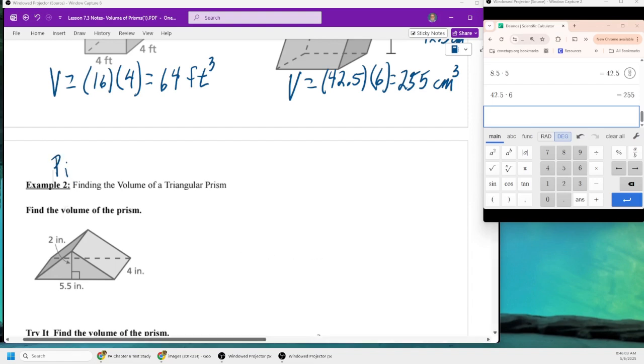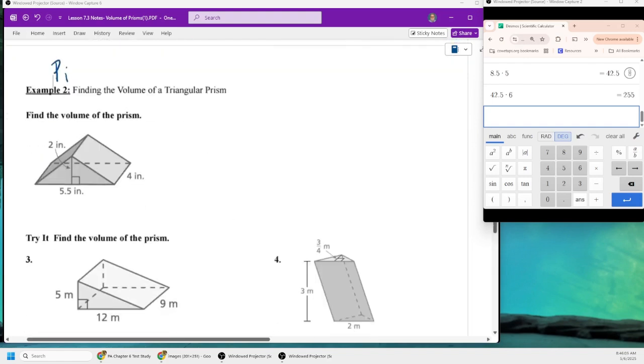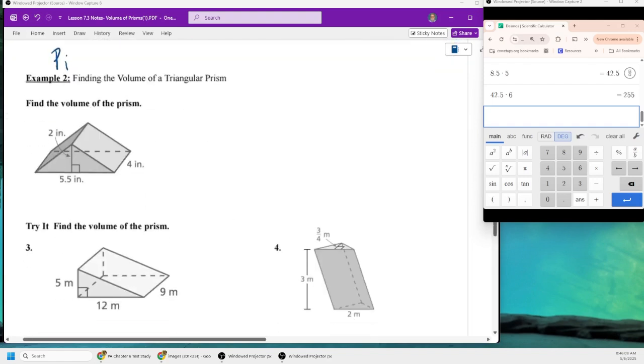Okay. Now, let's talk about a triangular prism.